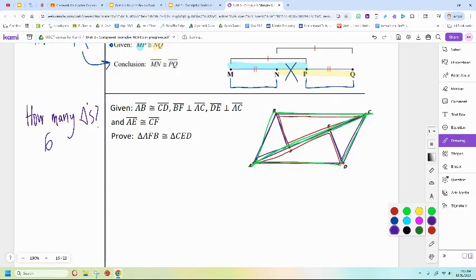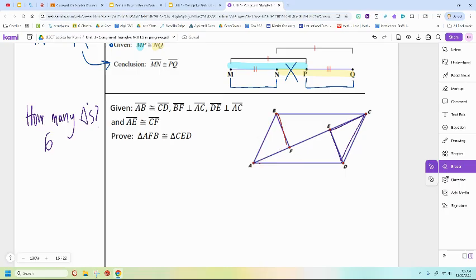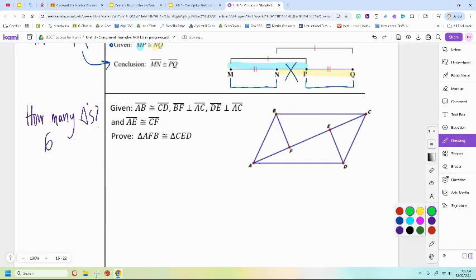So when you have a more complicated picture like this, it is almost to your benefit to start with what your goal is. Remember, the prove is your goal. What is my goal? Okay, so our goal is to prove AFB is congruent to CED. Okay, there it is. So now what that helps us do is when we're doing our givens on the picture, now we can kind of see how they're related to the triangles our goal is at.